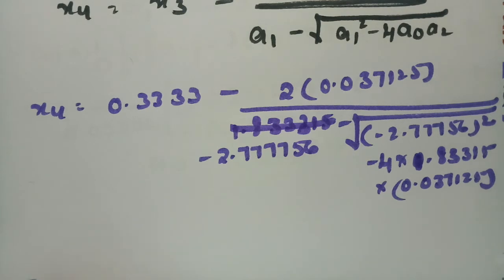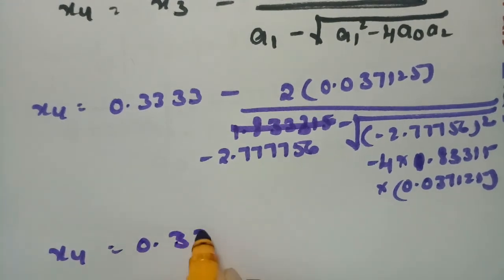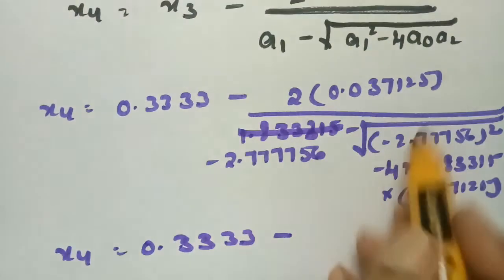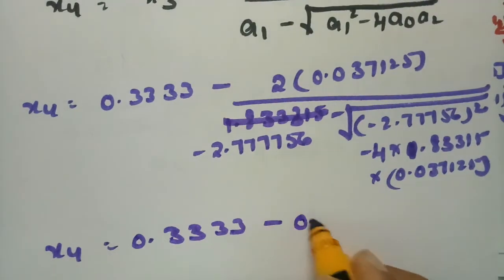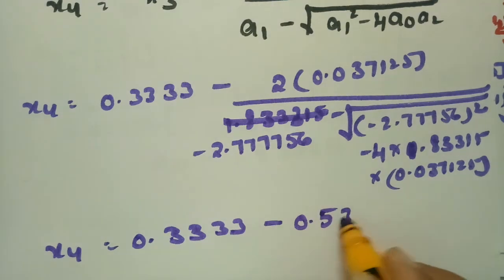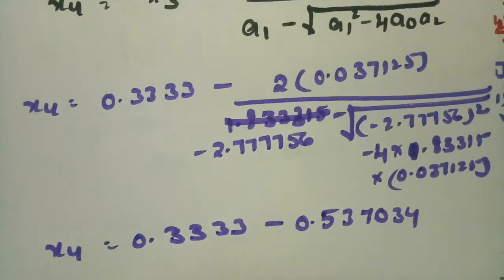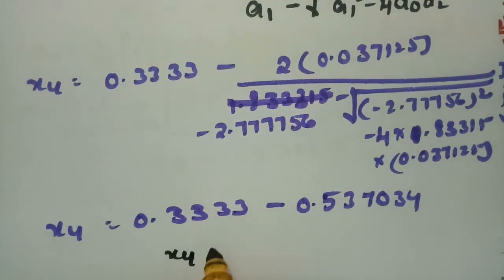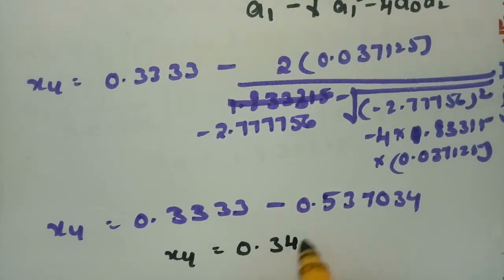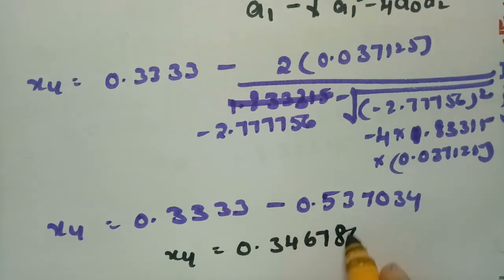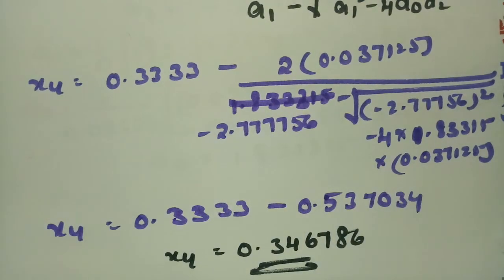And this value will be, x4 value will be 0.3333 minus, if you calculate in this calci, it will be 0.537034. And our x4 value will be 0.346786. And this is how we have to calculate.